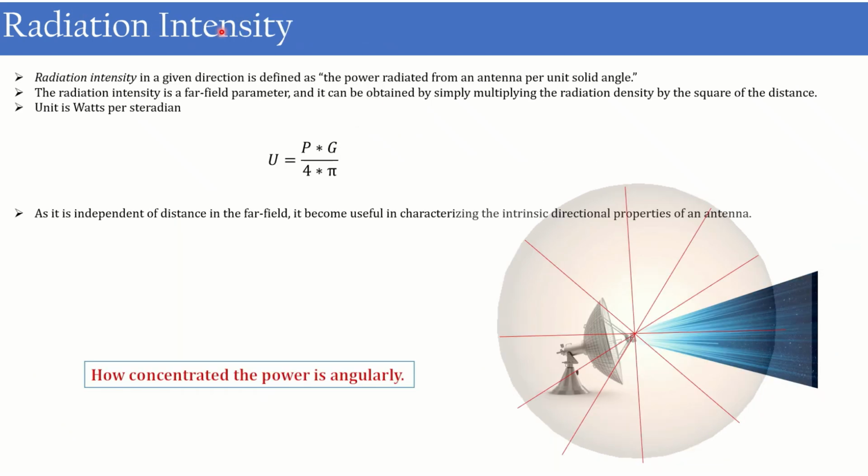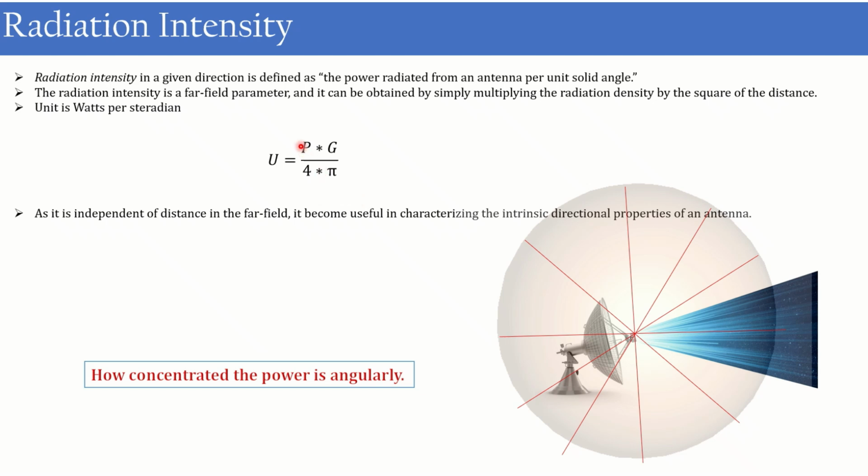The next parameter we are going to consider is radiation intensity. The radiation intensity is defined as power radiated from the antenna per unit solid angle. This is the expression for it, and the radiation intensity can be obtained by multiplying the radiation power density by the square of the distance. Here is the expression: P is the power, G is the gain of the antenna, and 4 pi is the total solid angle of the sphere.